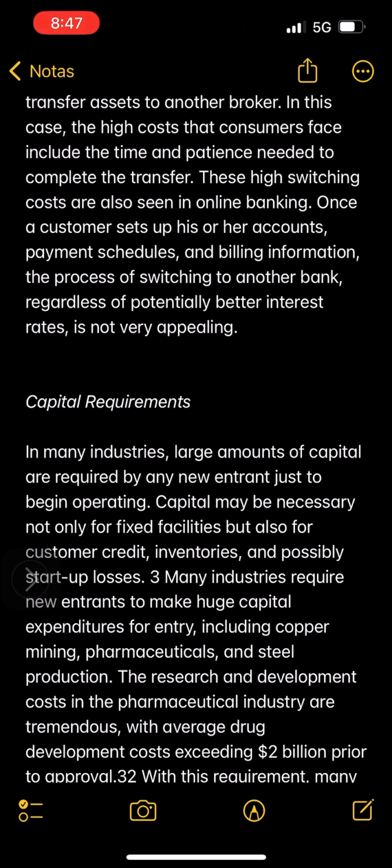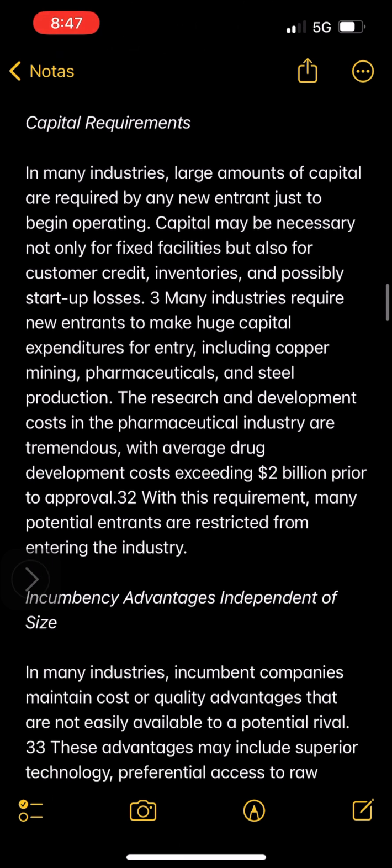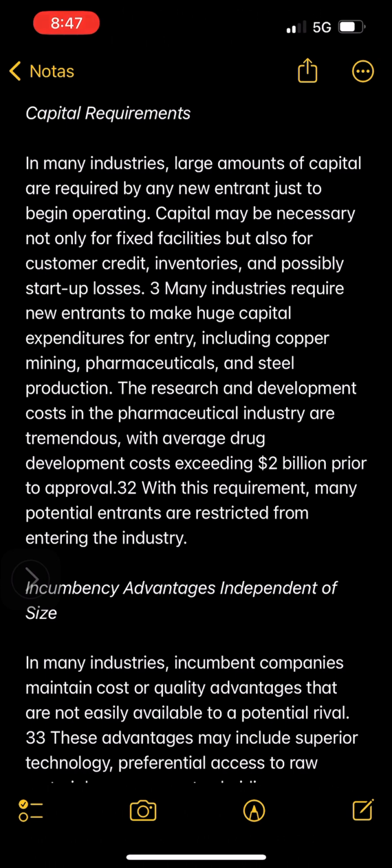Capital requirements. In many industries, large amounts of capital are required by any new entrant just to begin operating. Capital may be necessary not only for fixed facilities, but also for customer credit, inventories, and possibly startup losses.